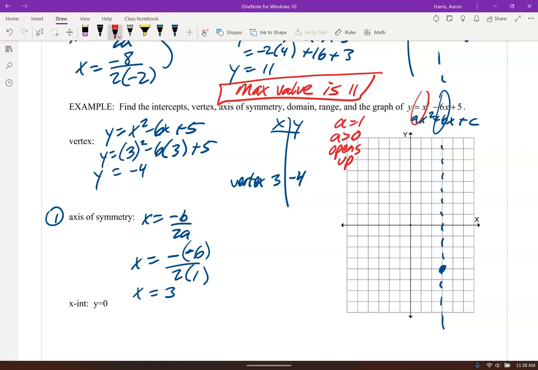I would like to plug a few points in. I think that's always nice. So I'm going to go to the left of 3 and to the right of 3. And I would plug those in one by one.